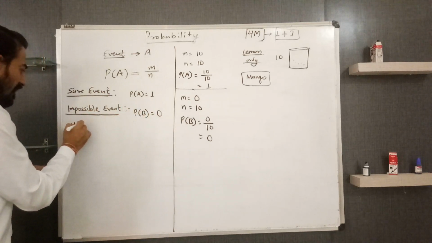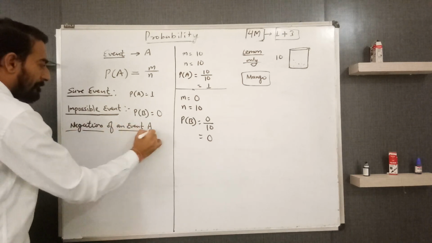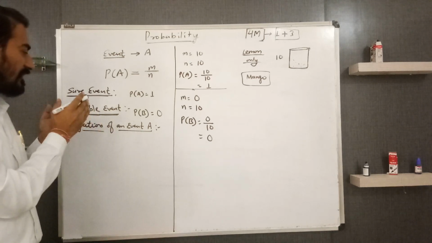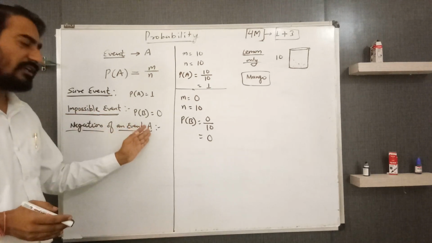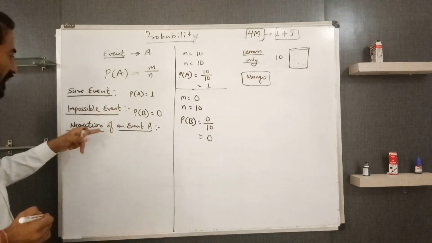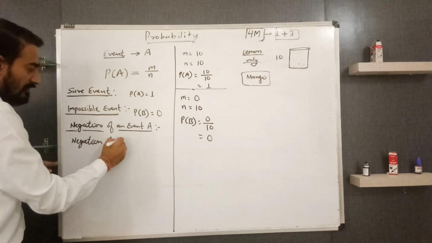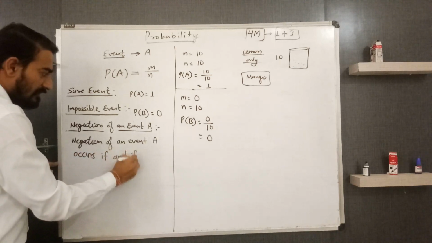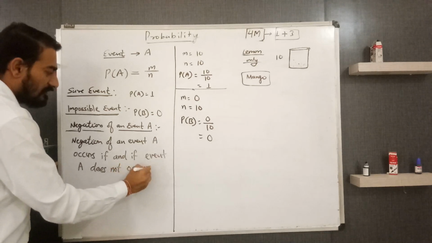Next one is the negation of an event A. See, if I say any event A, and if I say that this event A does not occur, meaning it does not happen, then what will we have? Not happening of event A, and not happening of event A is known as the negation of an event A. So when will it happen? Not A occurs if and only if event A does not occur. Just try to understand this concept.